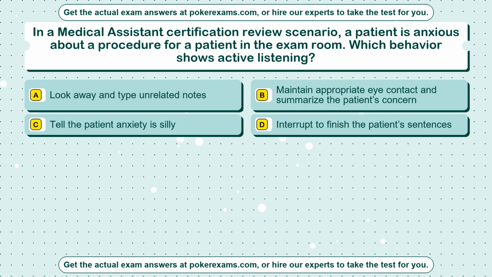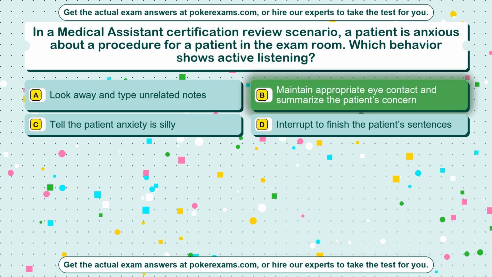Question 81. In a medical assistant certification review scenario, a patient is anxious about a procedure for a patient in the exam room. Which behavior shows active listening? Option A, look away and type unrelated notes. Option B, maintain appropriate eye contact and summarize the patient's concern. Option C, tell the patient anxiety is silly. Option D, interrupt to finish the patient's sentences. The correct answer is option B. Maintain appropriate eye contact and summarize the patient's concern.